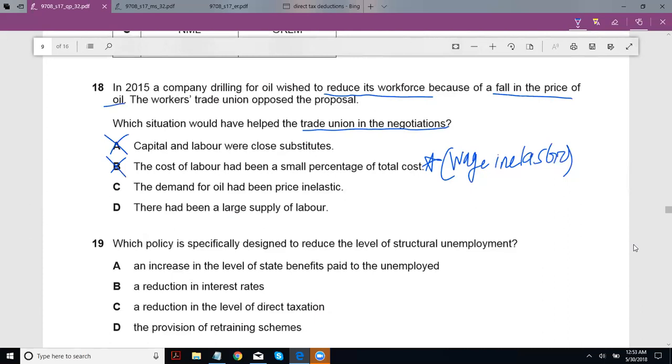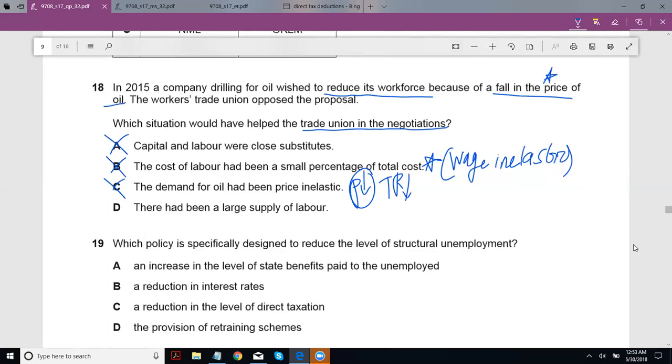The demand for oil had been price inelastic. Well, if the demand for oil is price inelastic and you have a fall in price, then that doesn't help either, because if you decrease price in an inelastic case, your total revenue decreases. If it had been elastic and there was a fall in price, then maybe it would still have been fine.